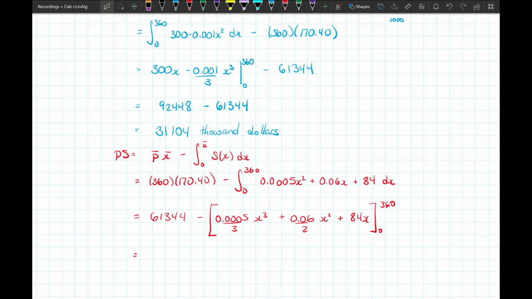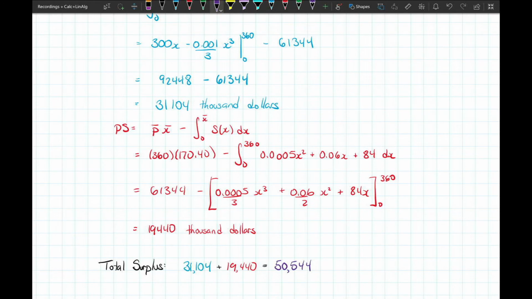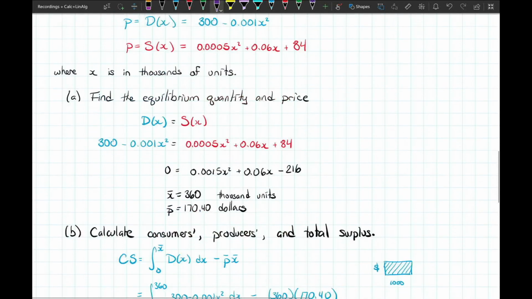After evaluating and subtracting, this gives a producer surplus of 19,440. And again, the units of producer surplus are in $1,000. Now let's find the total surplus. We are simply going to add those two values together. Total surplus is 50,544, again in $1,000.